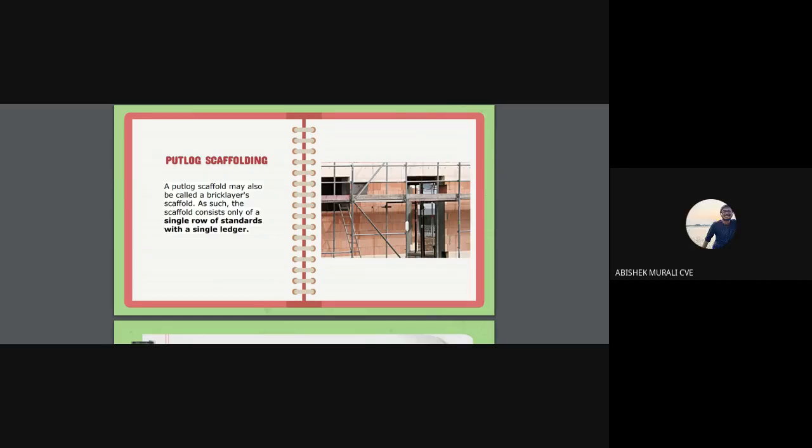Footlock scaffoldings. Footlock scaffolds use the wall of the building that's being built as a support in conjunction with standards to uphold the outer scaffold leg. It consists of a single row of standards with a single ledger. The standards are vertical scaffolds that are provided to transfer the load to the foundation.